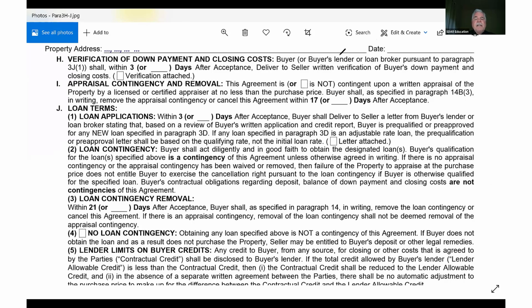Bingo. Verification of down payment and closing costs. I'm going to move myself out of the way again. Buyer or buyer's lender. Now, this is the part where we like the buyer's lender doing this, because as a broker, we don't want the buyer's personal information in our file. Because if it is, then we've got to go to leaps and bounds to protect it. We like the lender getting that information.